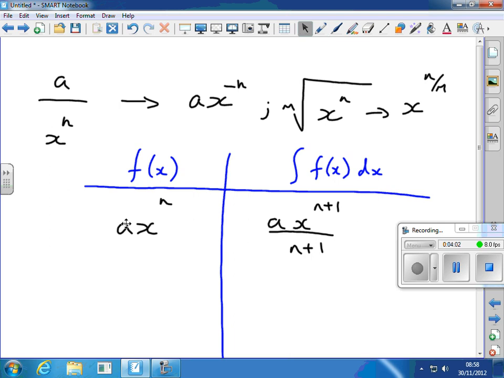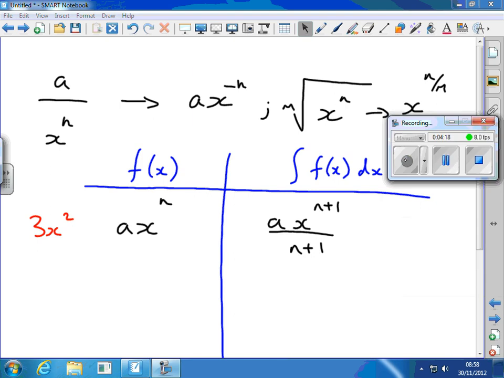And that might, for example, the one that we had at the beginning of today, 3x squared, becomes, if we add 1 to the power, so that becomes 3x cubed, add 1 to the power, and then divide by the new power. So it becomes 3x cubed over 3, which we can then cancel down to give us x cubed. So that's an example of the use of it.